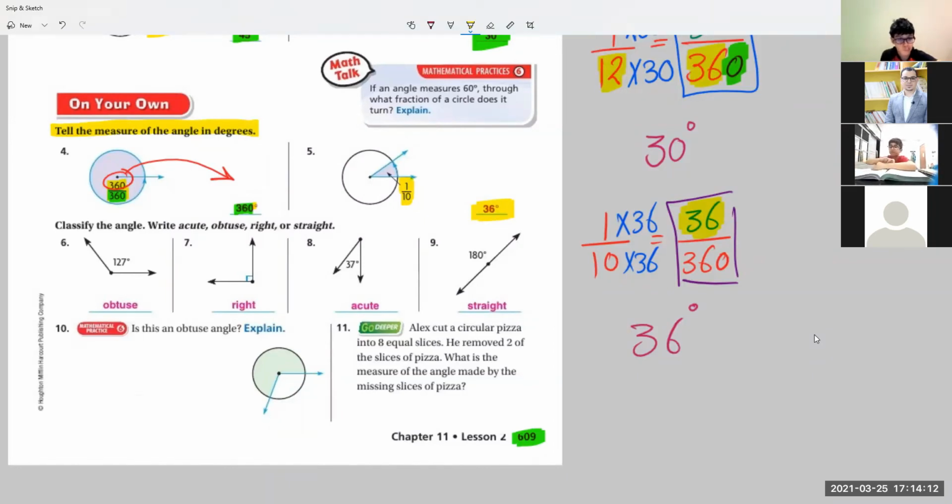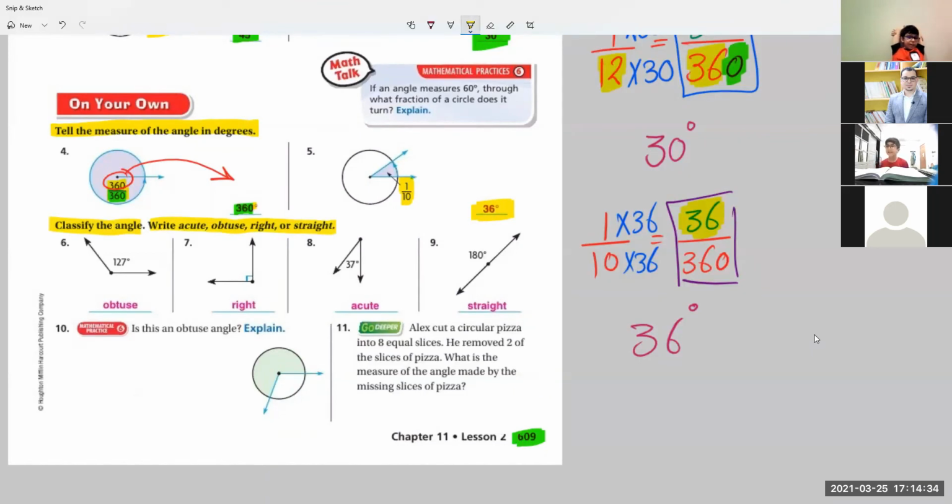Because obtuse is a big line. Yeah, great. That's good. So now, based on these facts, let's see our angles here. Let's classify the angle: acute, obtuse, right, or straight. Are you ready, Hussein? Yes, I'm ready.